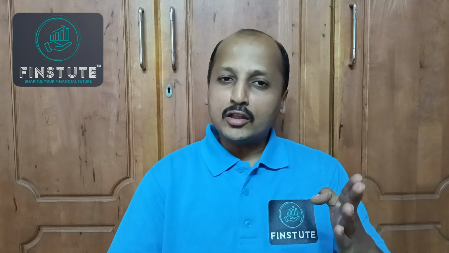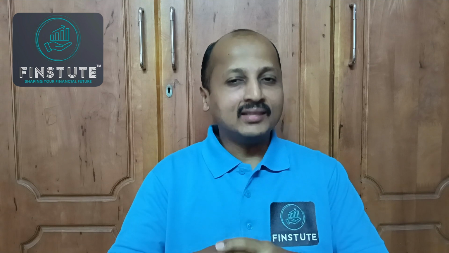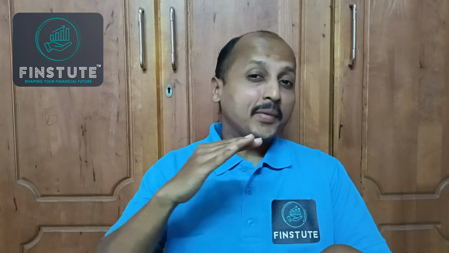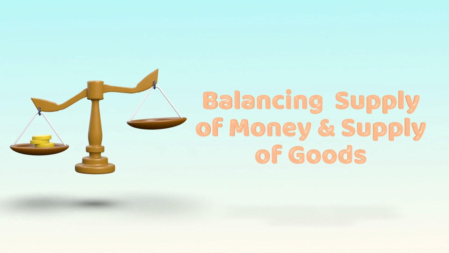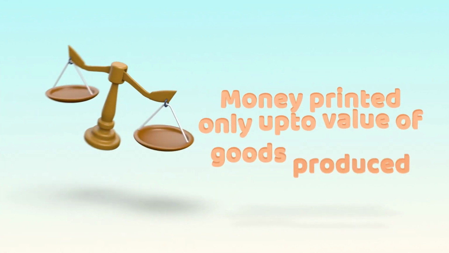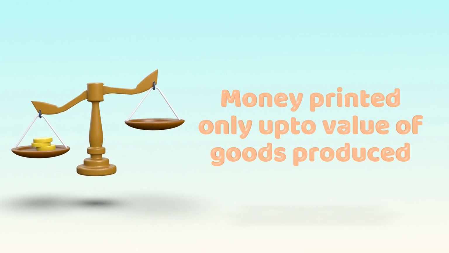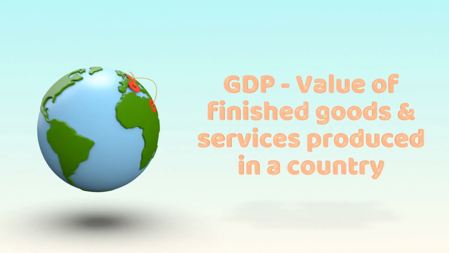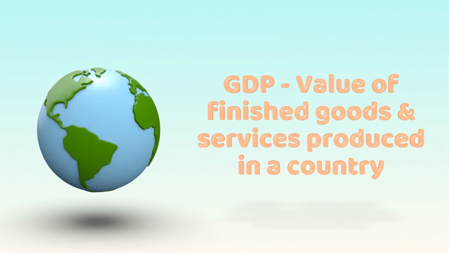By now, you would have understood why RBI does not print money just like that and distribute among the public. Yes, this can cause a rapid increase in the prices of goods and services. So, to protect the balance between supply of money on one side and supply of goods and services on another side, the RBI prints money only to the extent of the value of finished goods and services produced in our country. This value of finished goods and services produced in a country is called gross domestic product, GDP.